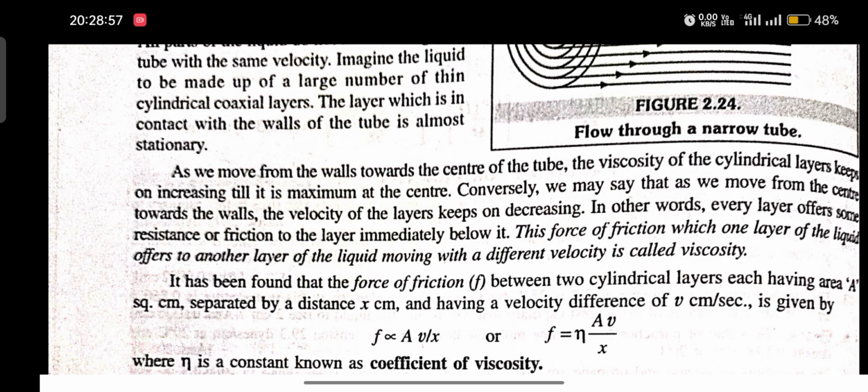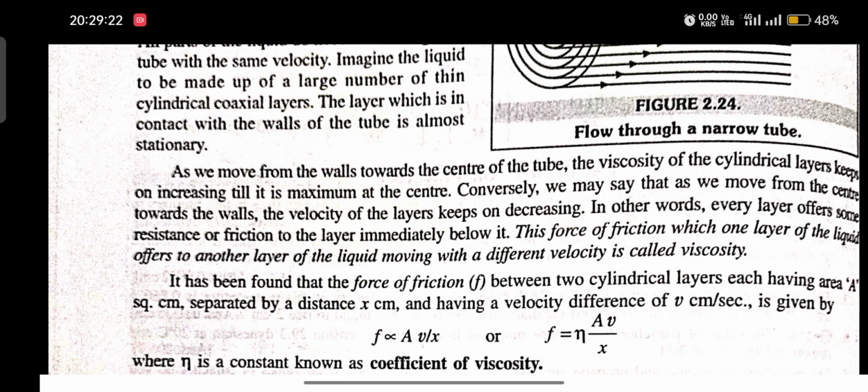Conversely, we may say that as we move from the center towards the walls, the velocity of the layer keeps on decreasing. In other words, every layer offers some resistance or friction to the layer immediately below it. This force of friction which one layer of the liquid offers to another layer of the liquid moving with a different velocity is called viscosity.